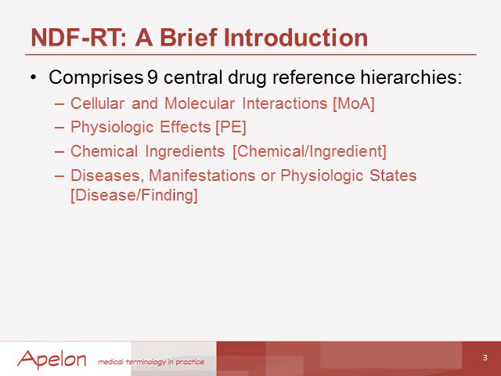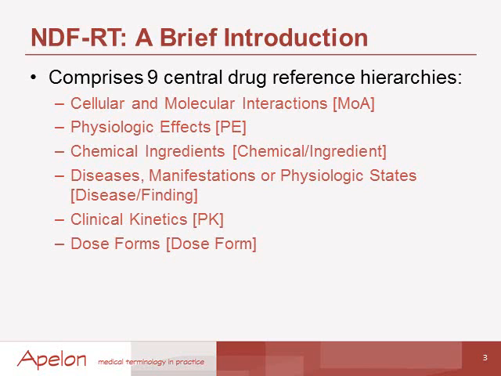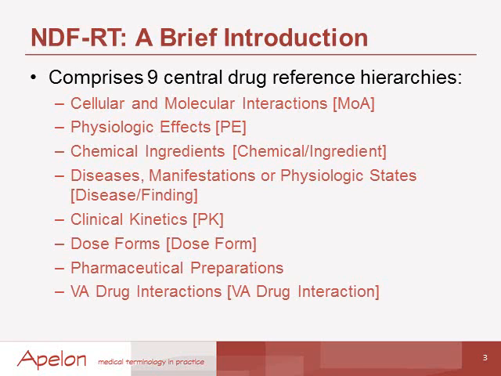There is also a disease finding hierarchy, which is derived from MESH, a pharmacokinetics hierarchy, which classifies the possible outcomes of what happens to a specific drug in the body after it is administered, the dose forms hierarchy, which contains dose form and route of administration grouping concepts derived from RX norm. The pharmaceutical preparations and drug interactions hierarchies contain the information derived from VA NDF, and the final hierarchy, which was created for the sole purpose of FDA structured product labeling indexing of broadly categorized drugs like anti-infectives, is the therapeutic categories hierarchy.